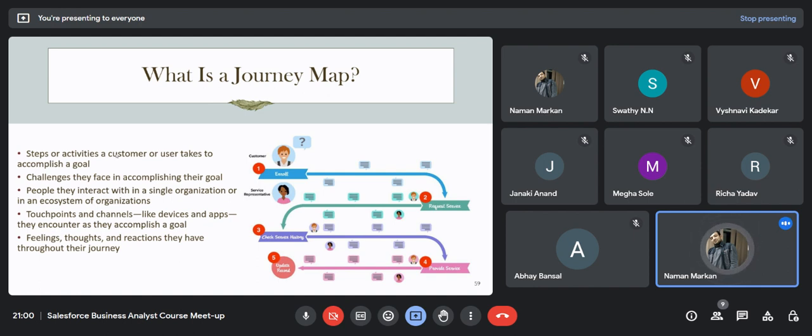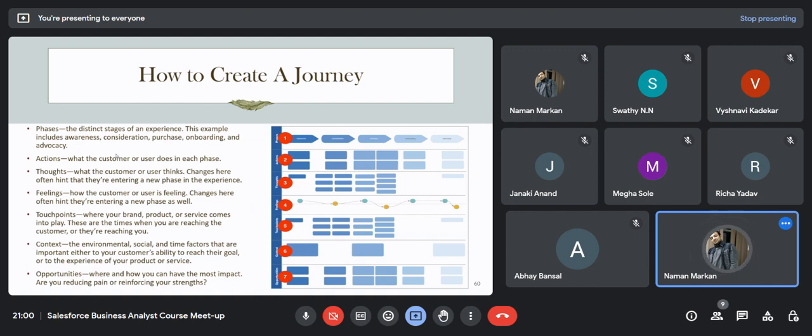And then we also looked into the feelings and thoughts of the customer, and how they will react at a particular step. So these things are taken care of with the help of journey mapping.